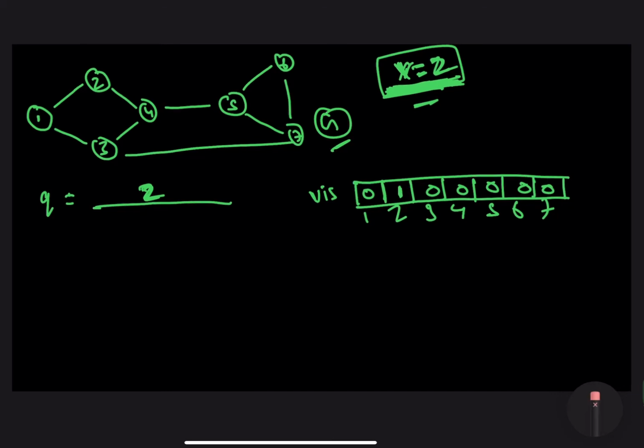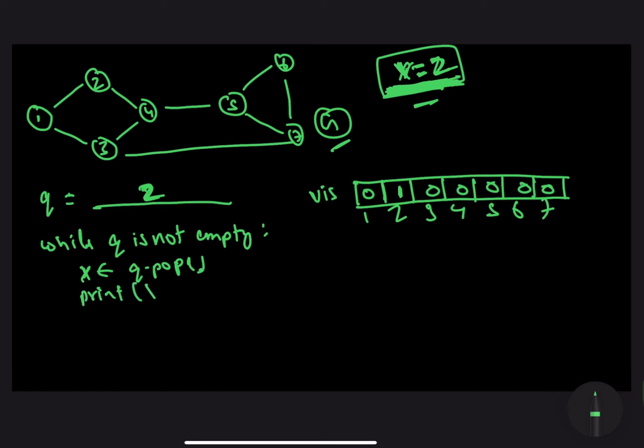Now that we have laid down our base case, let's have a look at the actual algorithm. The algorithm is very simple to understand. It is something like this: while the queue is not empty, we keep popping the frontmost element of the queue. Let's call that element x equals q.pop. Then let's print this value x, to know the order in which we are iterating the nodes. The next thing that we will do is iterate over all the nodes which are adjacent to this node x, and push them into the queue.